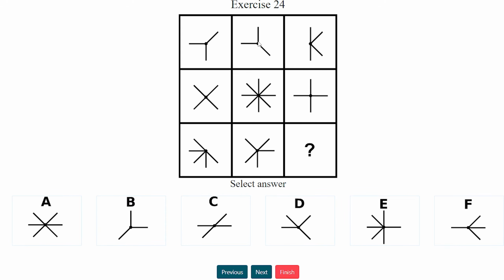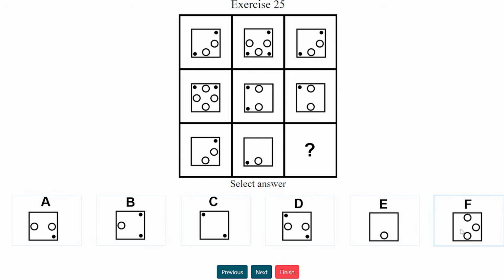Wait, no, this isn't complicated. This is just another negative space thing. You just add them together to get the different shapes. So what isn't common here? That's not common. That is common. That's common. That's not... That is common. That's not common. Okay, so it has to be F.